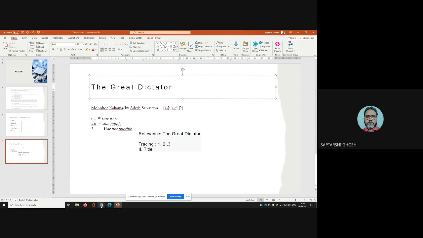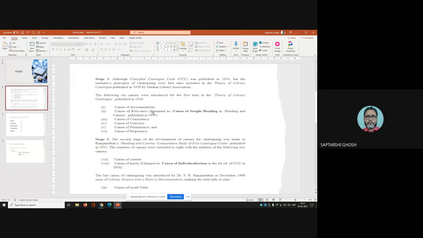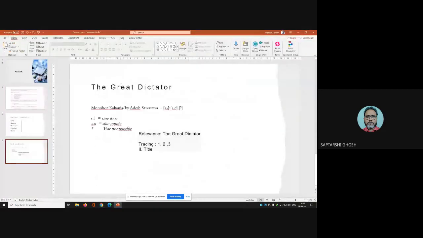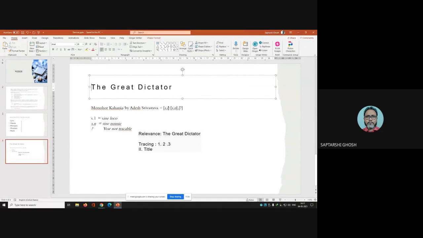Now, Ranganathan is saying this, the canon of relevance, also known as the canon of sought heading. According to Ranganathan, do you really think people will approach the book by the very name The Great Dictator? Suppose a user comes to the library and asks for the book. Will he approach the librarian with The Great Dictator as the name? No, sir. Then how will he approach?